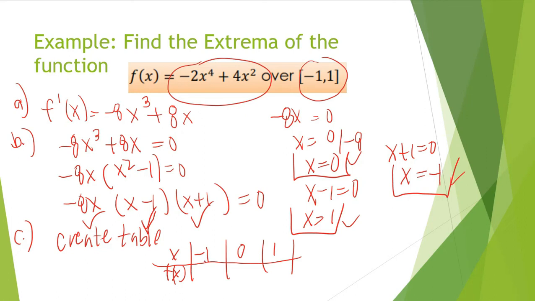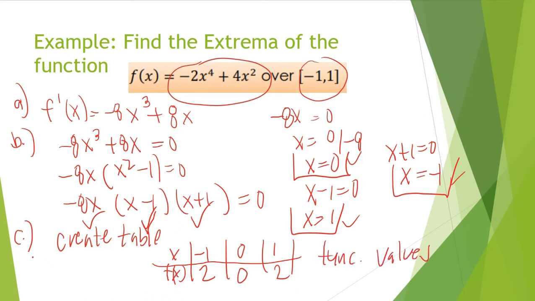We substitute the value of negative 1 to the original function, we will get positive 2. We substitute 0 to the original function, we will get 0. And when we substitute 1 to the original function, we will get positive 2. So these 3 are called functional values.